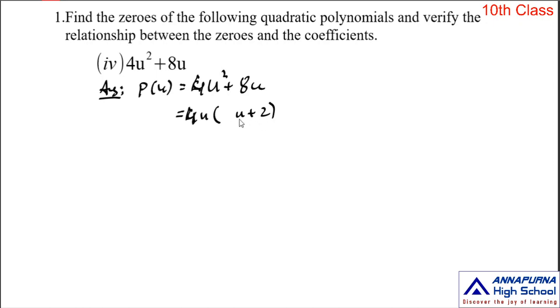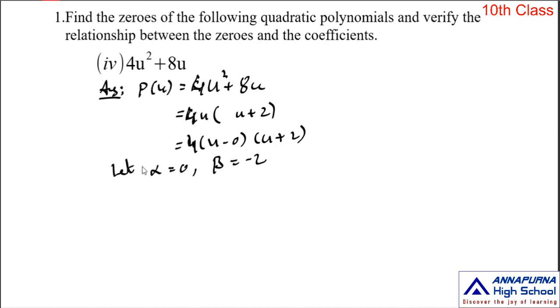Here already we have one linear factor, so from this linear factor we find the first zero value. Where is the second zero value? It is very simple. Just here I am writing u as u minus 0, into u plus 2. U minus 0 is equal to u. I am presenting this factor as u minus 0. So now what are the two zeros of this quadratic polynomial? One is 0 and another one is minus 2.